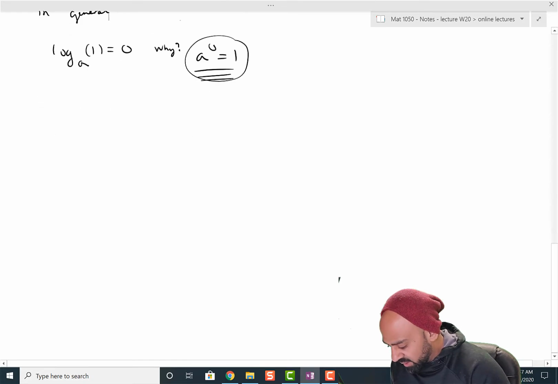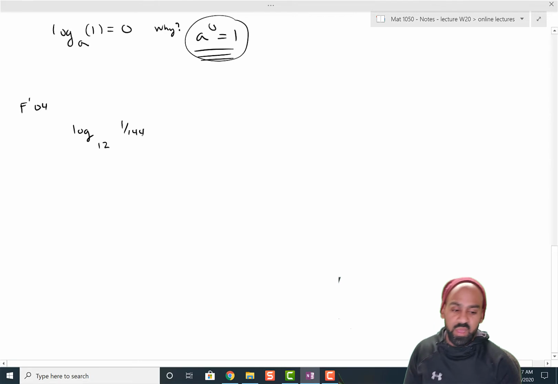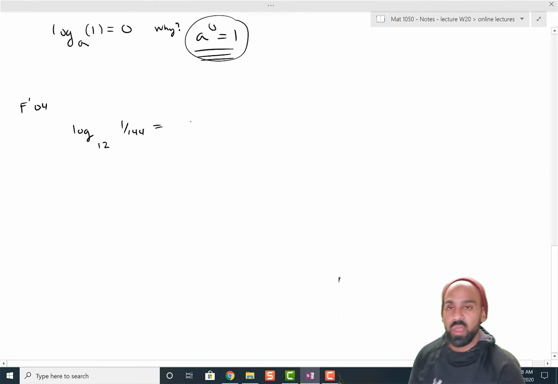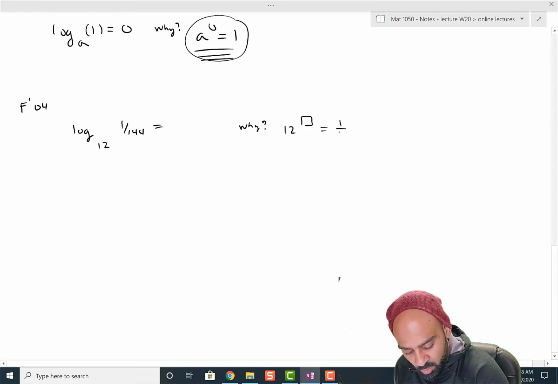Here's evaluating. This one came from the final exam, and I'm probably going to go about 2 or 3 examples from previous finals. It says log base 12 of 1 over 144. So what's this guy? If no one knows the answer yet, you can start playing with it in your head. But bottom line is, if you can't figure it out, then you've got to convert it. You say 12 to what exponent is going to give me 1 over 144.